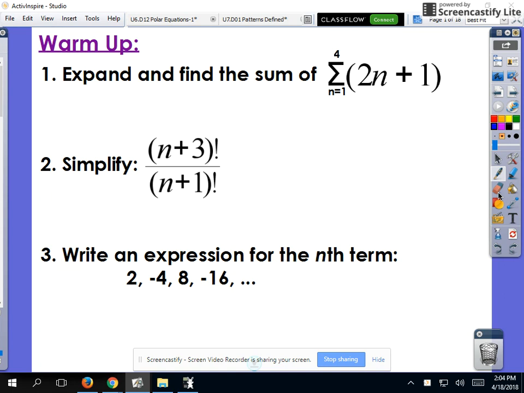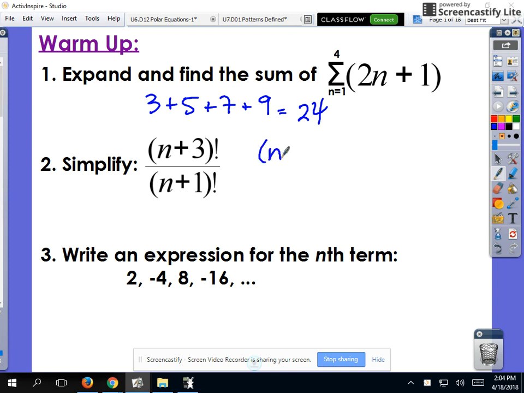All right, for number 1, we should have started at 1, plugging in 1. When you plug in 1, you get 3. Plug in 2, you get 5. Plug in 3, you get 7. And plug in 4, you get 9. When you add those up, you get 24. Way to go. Let's go ahead and look at number 2.